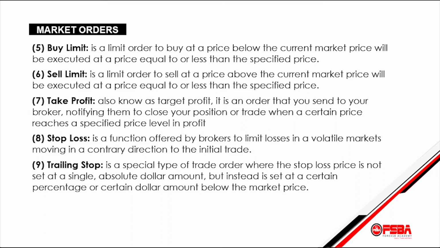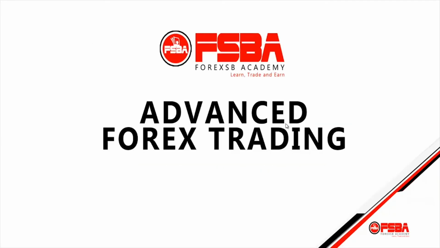Stop loss is when you believe the market will go up, but what if the market goes against you? So you want to lose a little amount of money. You don't want to lose more than that money. So a stop loss is a function offered by brokers to limit losses in a volatile market moving in a contrary direction to the initial trade. So a trailing stop is a special type of trade order where the stop loss price is not set at a single place absolute dollar amount, but instead is set at a certain percentage or certain dollar amounts below the market price.